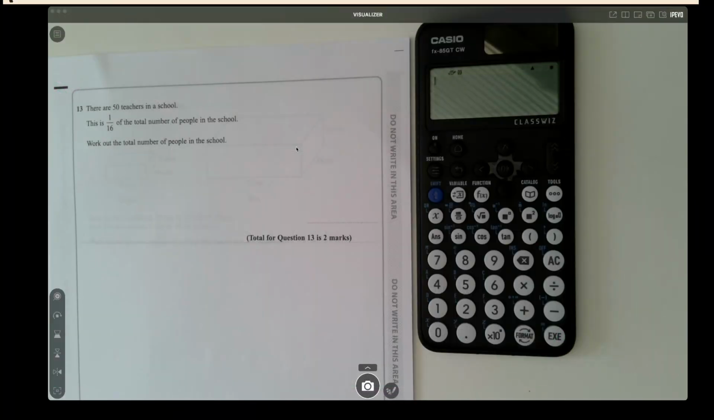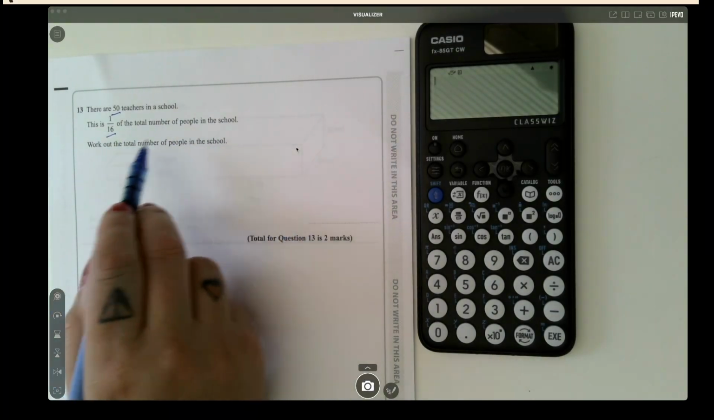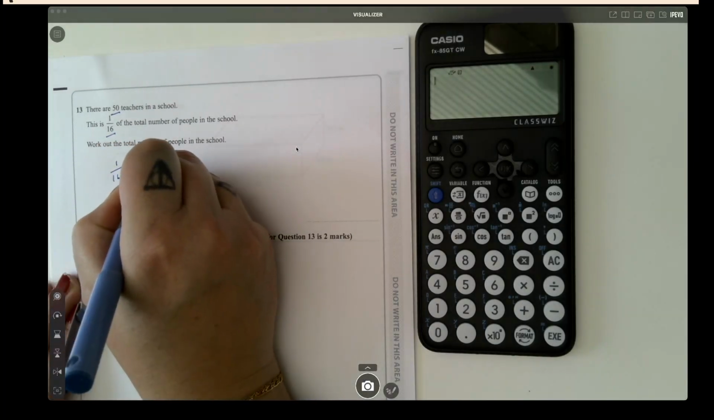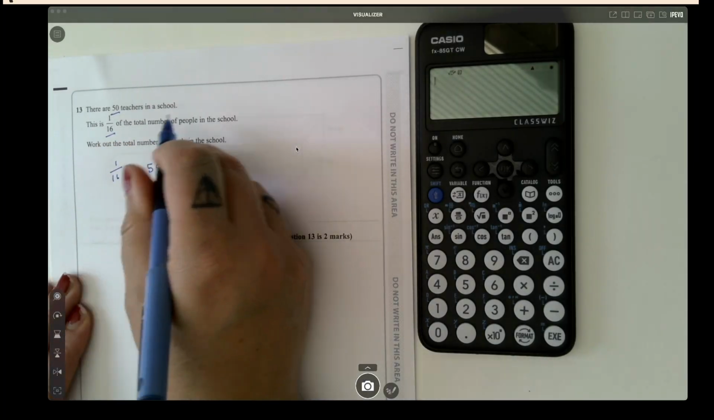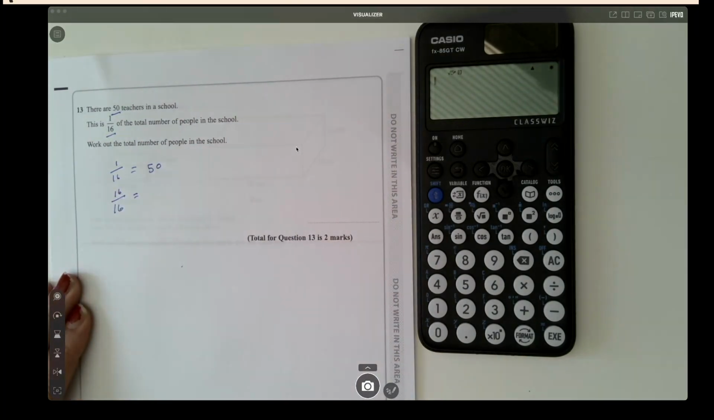Question 13. There are 50 teachers in a school. This is 1/16 of the total number of people in the school. Work out the total number of people in the school. So if 1/16 is 50 teachers, if we want the total number of people, we want 16/16. We want the whole thing.